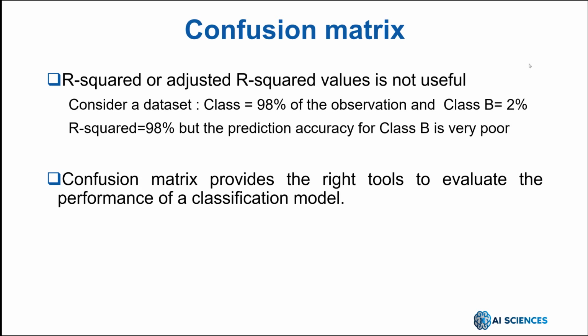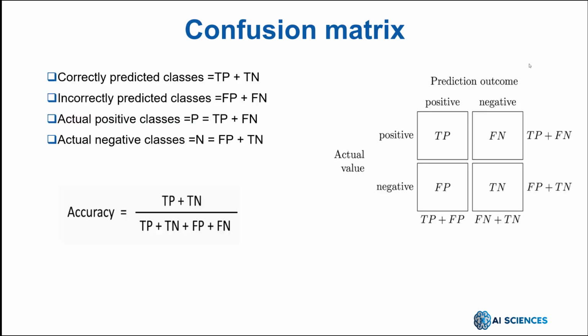To overcome this situation, model performance should be evaluated for each class and then aggregated to get the overall performance of the model. Confusion matrix provides the right tools to get the individual and overall performance of a classification model. So let's take this example with two classes, positive and negative. In the figure, we have the classifier, the prediction outcome, and actual values. The total number of positive classes is P, and the total number of negative classes is N.